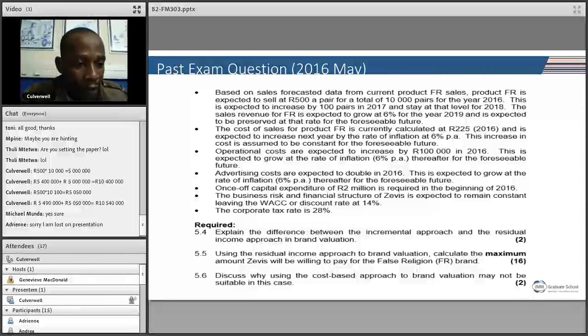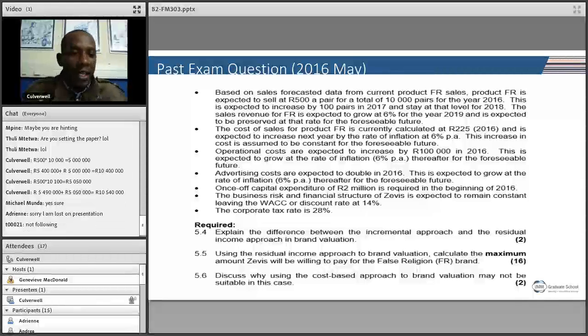Great stuff, Michael. So that's basically what you do when you're calculating sales revenue for the entire company. Z was given. Then you just follow the instructions for FR.